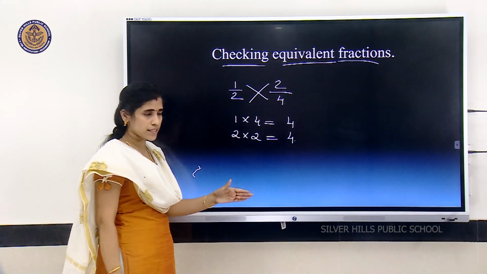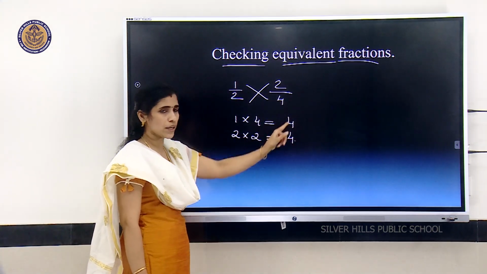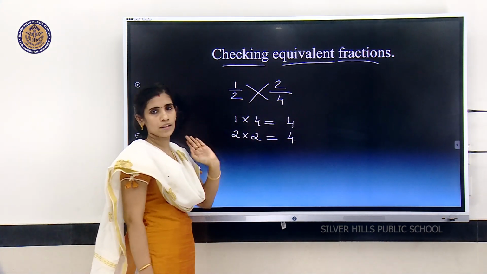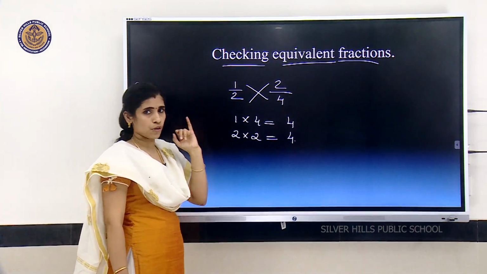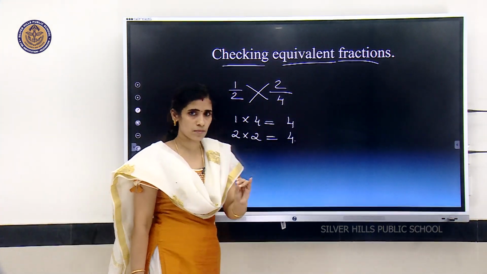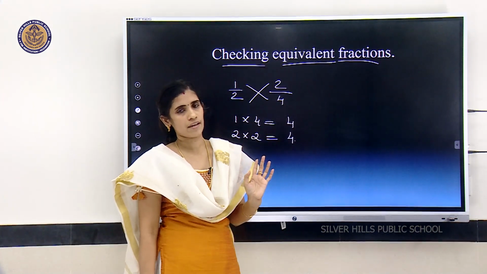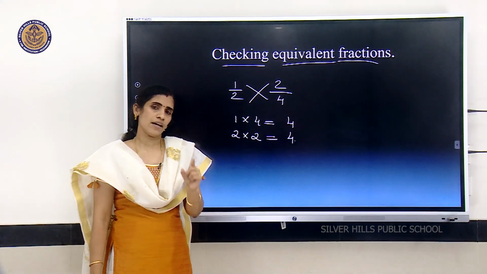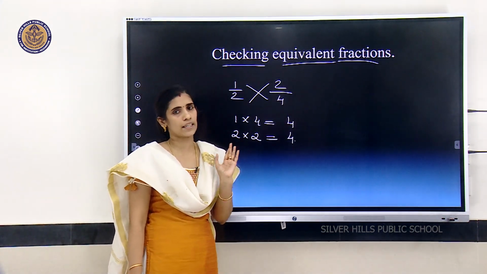In both cases, we will get the product as same. That means the product is 4. Therefore, this one is an example for equivalent fraction. For an equivalent fraction, we can cross multiply it. If the cross products are equal, then the fractions are equivalent.